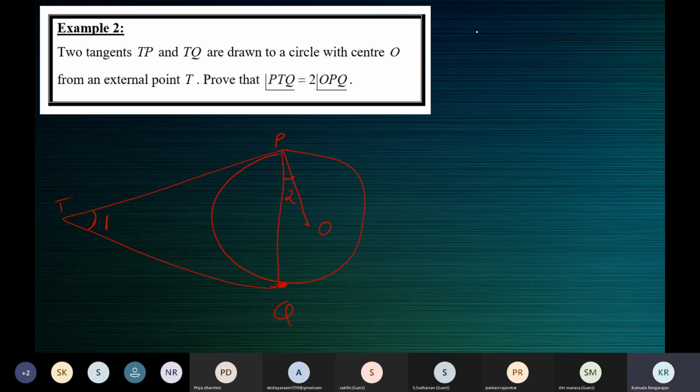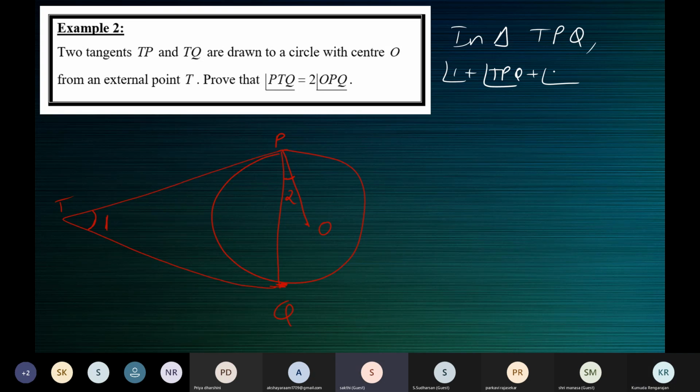Use the angle sum property in triangle TPQ. Tell me, angle 1 plus angle TPQ plus angle TQP is equal to 180. Since TP equals TQ, this side is equal to this side, so this angle is equal to this angle.